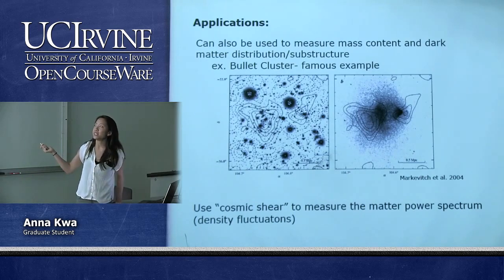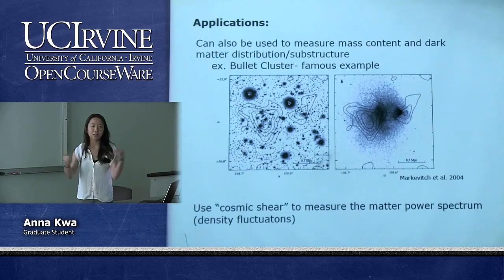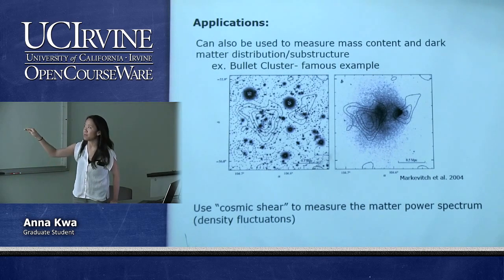But if you use weak lensing to see where the bulk of the mass really is, it's actually offset from the visible matter. So what people say is that these came together, the gas got stuck in the middle, but the dark matter, which was non-interacting, passed through each other. And that's why these came out on the other side.